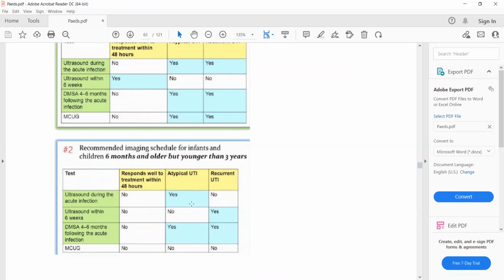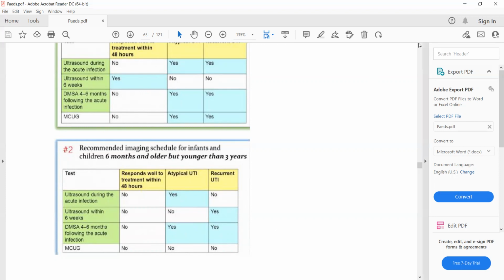Now, what will we do if there is atypical UTI? We have already discussed that MCUG will not be done in children who are above 6 months of age. So we are only left with two imagings, that is ultrasound and DMSA scan. In case of atypical UTI, ultrasound will be done immediately and DMSA scan 4 to 6 months following the acute infection. But in case of recurrent UTI, immediate ultrasound is not indicated. It will be done within 6 weeks of the infection and DMSA scan at 6 months of the age.